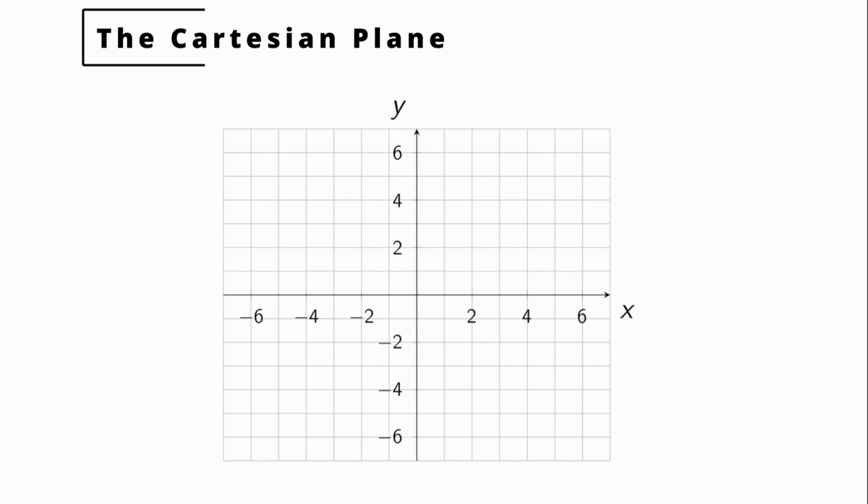To locate points, we just call them by two numbers. The first number is where it lies along the x-axis, and the second number is where it lies along the y-axis. And these axes extend to infinity. It's easier to show this by looking at some examples.